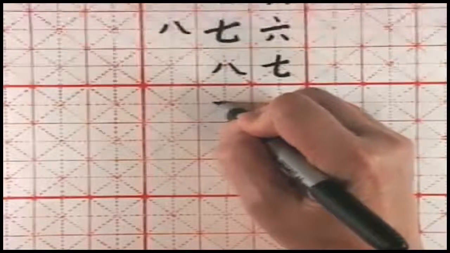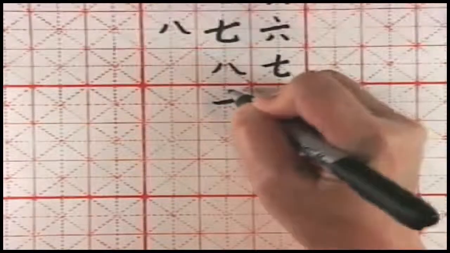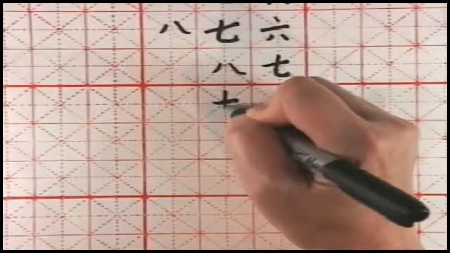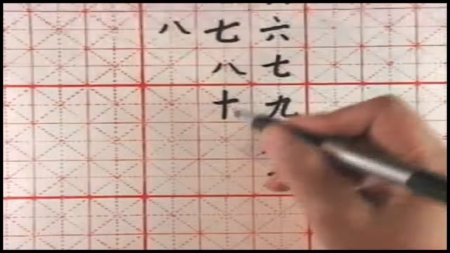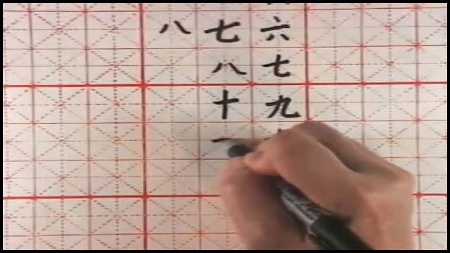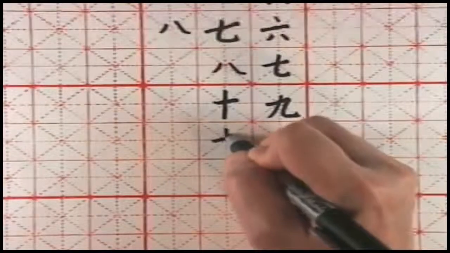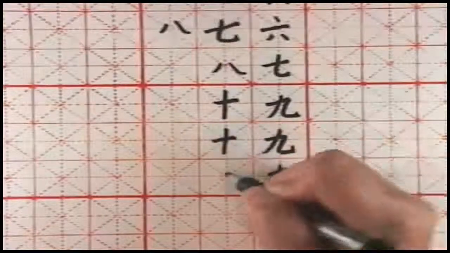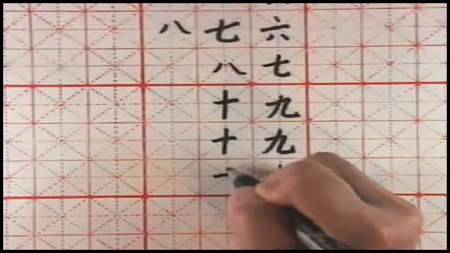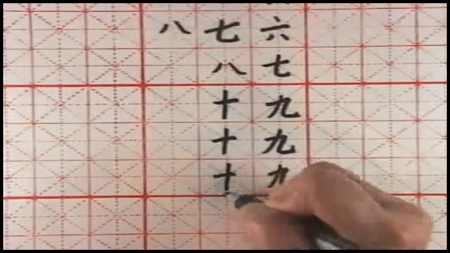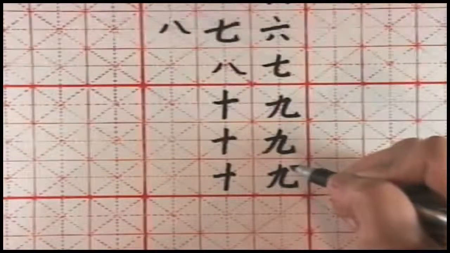横 is first. Then 竖. Let's do it again. 一横一竖一横一竖. Very good. Good job with the characters related to numbers.